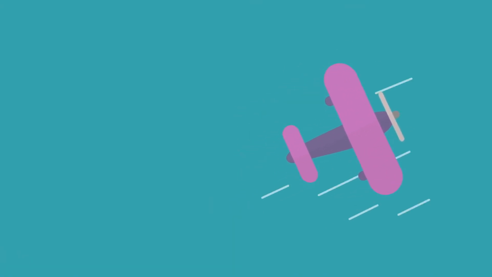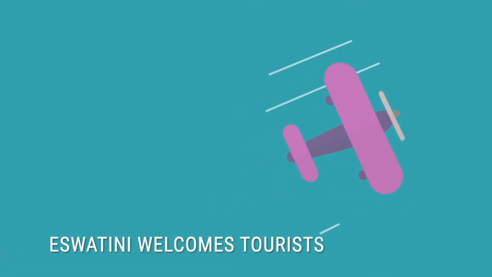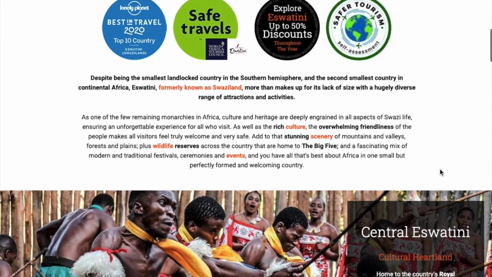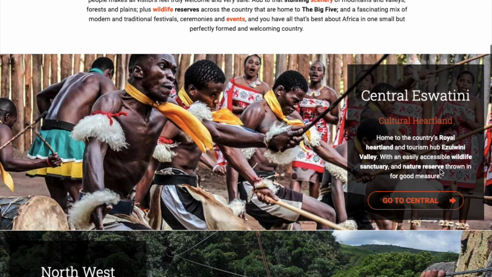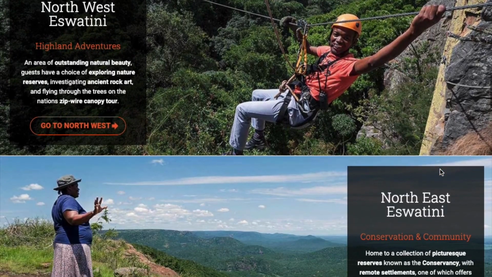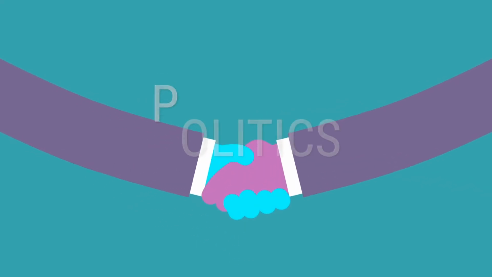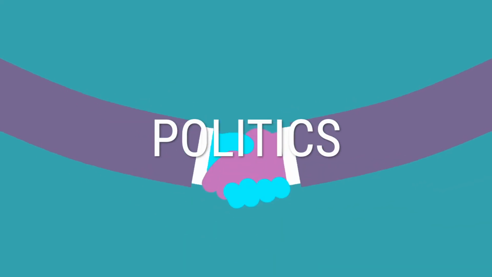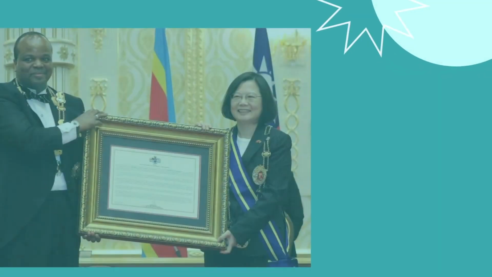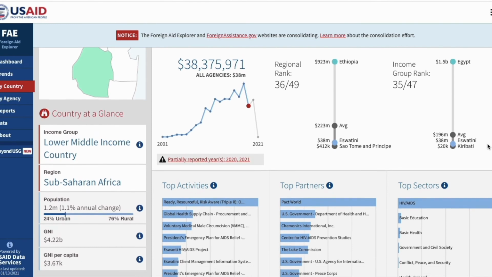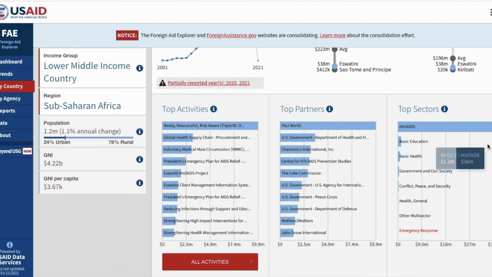One area of growth for the economy, however, is in tourism, and it is hoped that a tourism boom after the COVID crisis may help lift the Swazi people out of poverty. Visitors can experience the rich cultural heritage of the country, adventure sports, or a jam-packed safari. Politically, Eswatini has established diplomatic relations with a number of countries, but most notably with Taiwan, and is in fact the last African nation to do so. Links are also strong with the US and the UK, major donors to the country.